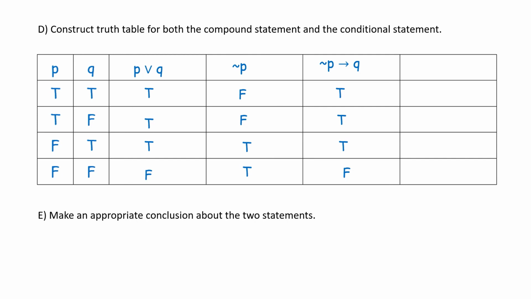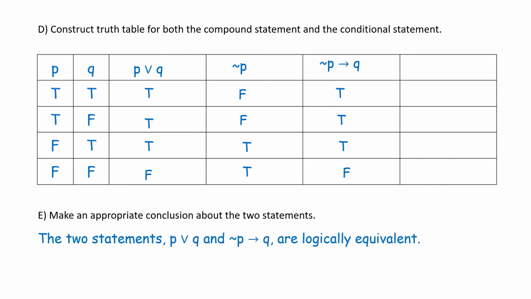That is, those are equivalent. I either maintain my 3.5 GPA or I lose my scholarship. That is logically equivalent to, if I don't maintain my 3.5 GPA, then I lose my scholarship. So an appropriate conclusion would be the two statements, P or Q, and not P implies Q, are logically equivalent.